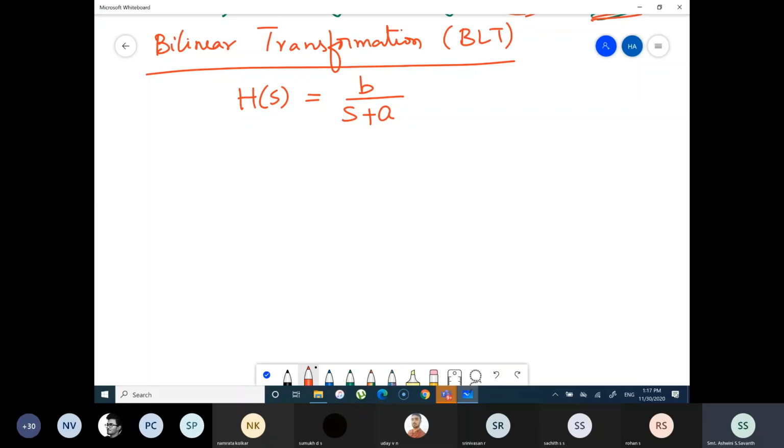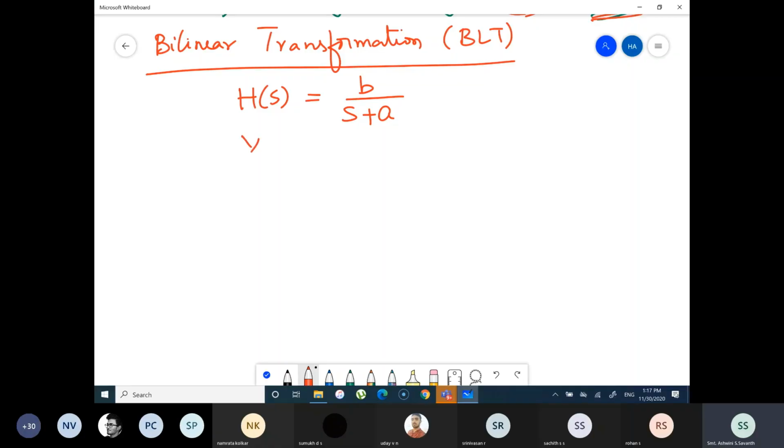So once you know what substitution you have to do for a first order, the same thing holds good for second order. Okay, we don't have to again worry about a second order filter or a third order filter, what the substitution should be and so on. We are just taking a simple one pole filter and we'll try to find the relationship between S and Z. The same thing can be applied to the higher order filters as well.